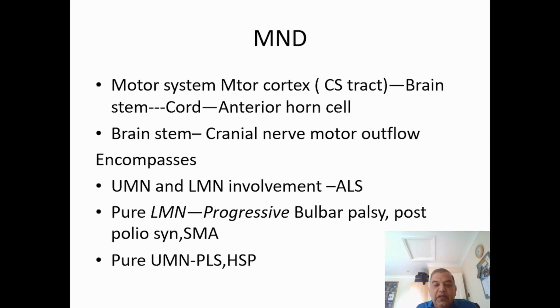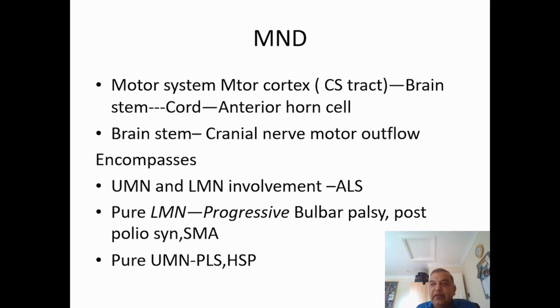Now, the motor system starts in the motor cortex. It passes through the brain, skirting the internal capsule, through the brain stem, and then through the spinal cord, finally to the anterior horn cell, and the motor system outflows from there. It encompasses the upper motor and lower motor neuron involvement.